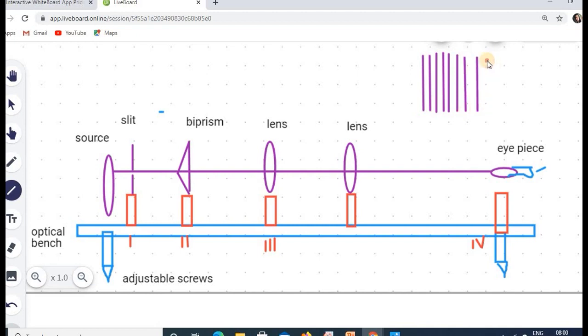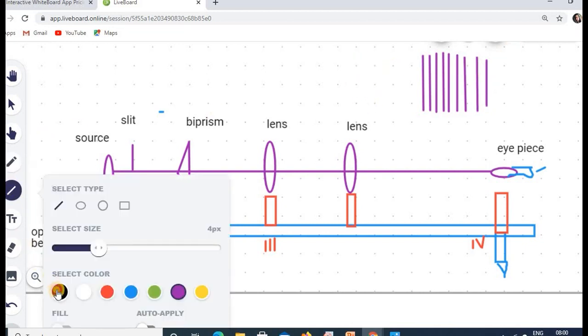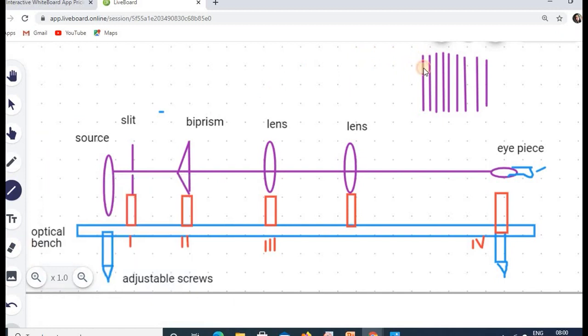Okay, so they will be having equal distance. Don't bother. What we'll be doing is we'll keep our crosswire while looking through the eyepiece. You can see the crosswire here. We'll keep the crosswire on the first fringe, and we'll note the reading as x0. So this will be the first reading, x0.